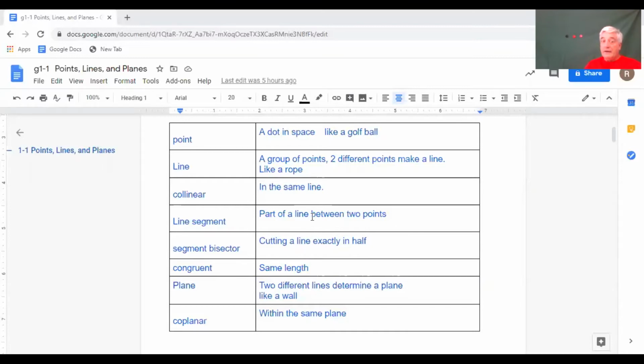A plane is like a wall. There are 2 lines in a plane. My room here has 4 basic planes. I've got a ceiling, I've got a floor, and I've got 4 walls around the room. Coplanar means they are in the same plane. These 3 points are in the same plane.